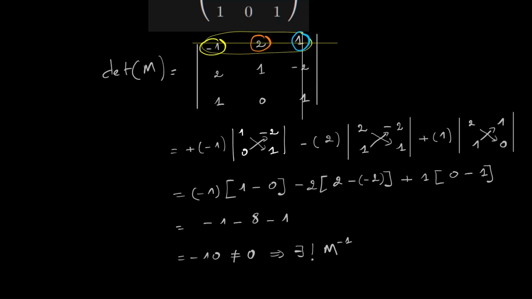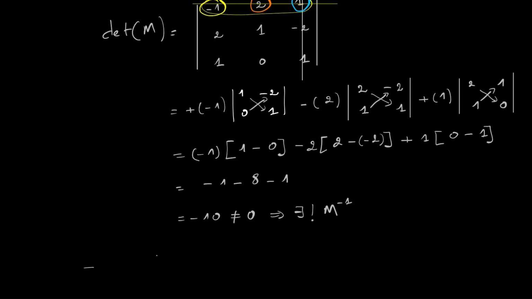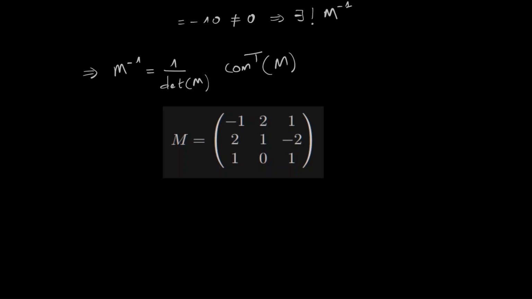For the formula to calculate it, we use the determinant and the transpose of the cofactor matrix. We can write M power of minus 1 is equal to 1 over the determinant of M multiplied by the cofactor matrix transposed of M. First, we must construct the cofactor matrix. This requires a little bit of patience.